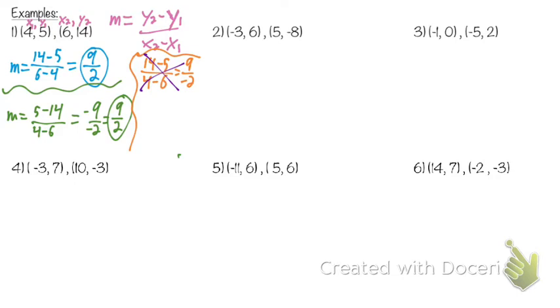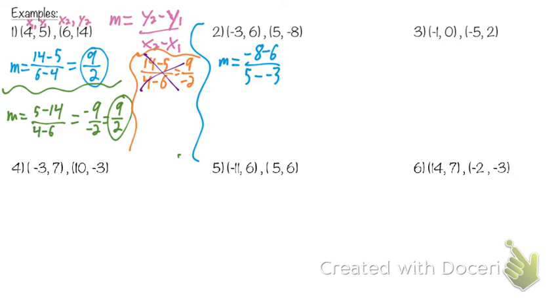Let's try example 2. So example 2, we're working with negative 3, 6 and 5, negative 8. Does someone want to try to help me set this one up? Okay, Courtney, go ahead. So it's 8 minus 6. I think it's a negative 8 minus 6, but yep. And then it is 5 minus negative 3, but you can make that plus. Yeah, very good.